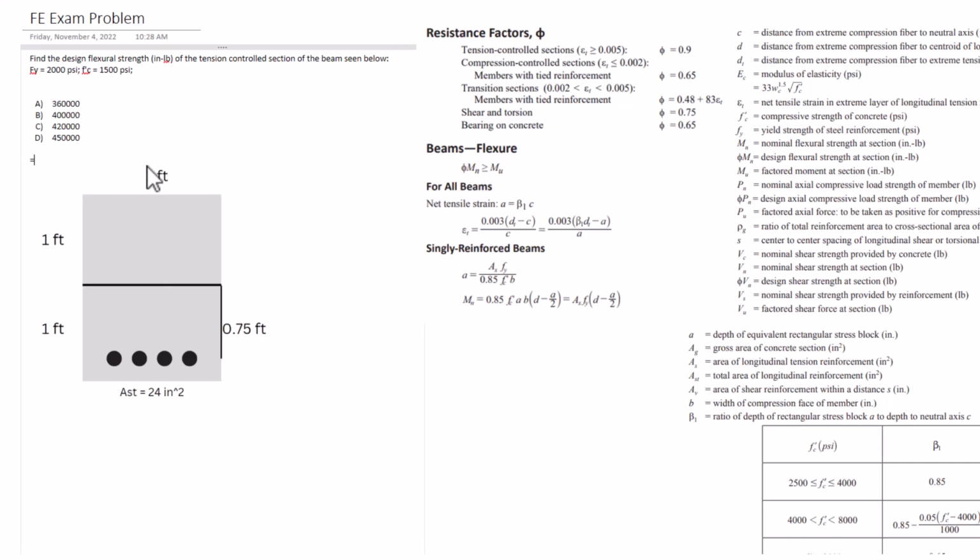So that's going to equal the area of the steel, which is 24, and I'm going to put parentheses around that, 24 times F of Y, which is 2000, divided by 0.85, and then times F prime of C, 1500, times B, and we know the width is going to be 1 foot or 12. We're going to need to convert it to inches since we have everything in inches in this case. So that equals 3.1373. I'm going to use 3.14.